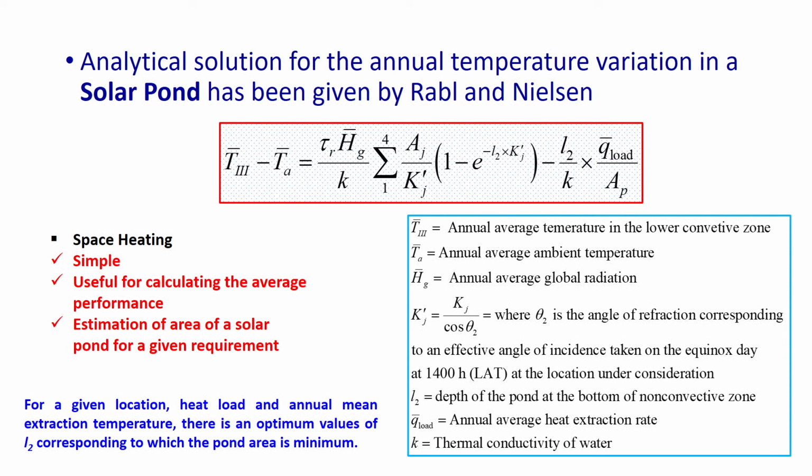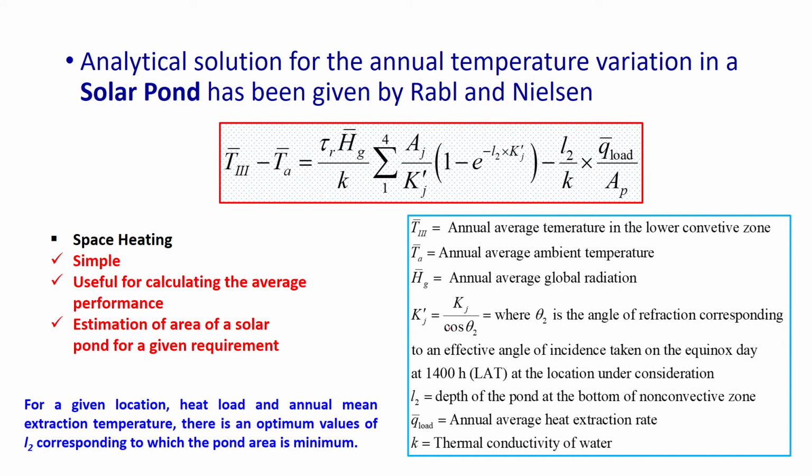given by Rabl and Nielsen. Okay. So, this is the relationship, like T3 bar minus TA bar. So, what does it mean? T3 bar is equal to the annual average temperature in the lower convective zone, and TA bar is nothing but the annual average ambient temperature, and Hg bar is nothing but the annual average global radiation.